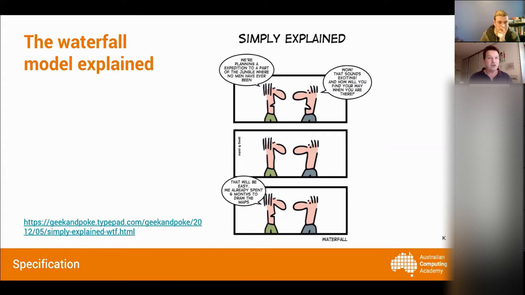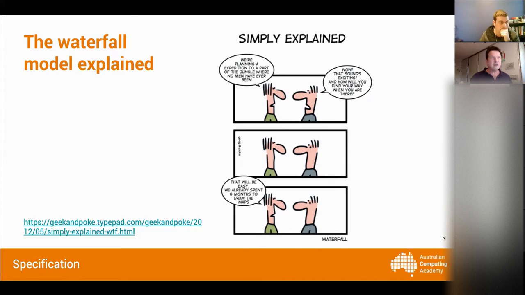We're planning an expedition to a part of the jungle where no man has ever been. Oh, wow, that sounds exciting. How will you find your way when you are there? Well, that will be easy. We already spent 6 months drawing the maps. Okay, that's exactly how the waterfall model worked. We make all the fine specifications without having any particular knowledge of the terrain we're going into.